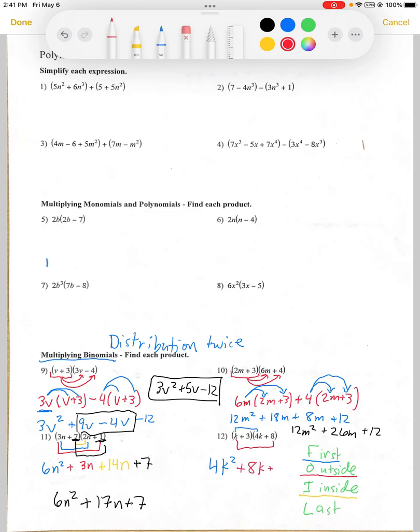Plus the inside terms. The two closest together, that will become 12k. And the last terms, that will become 24. Altogether, that's going to be 4k squared plus 20k plus 24.